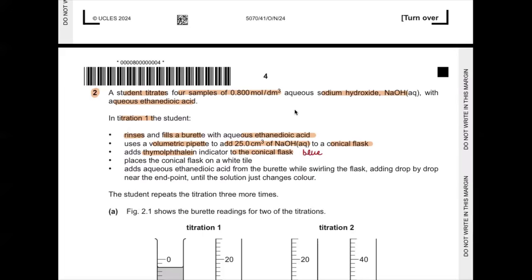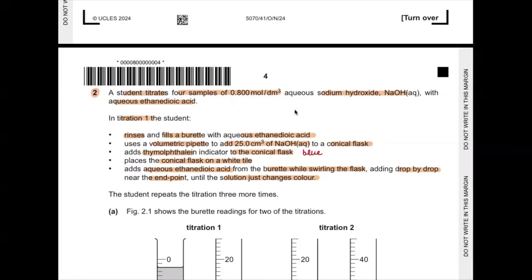Now, place the conical flask on the white tile. Add aqueous ethanedioic acid from the burette while swirling the flask, adding drop by drop near the end point until the solution just changes color. So see, they have explained the whole method of titration: from the burette we add ethanedioic acid, drop by drop at the end point, and when a drop goes inside the conical flask and it changes the color, we stop adding further ethanedioic acid to it. Is this understandable to all of you?